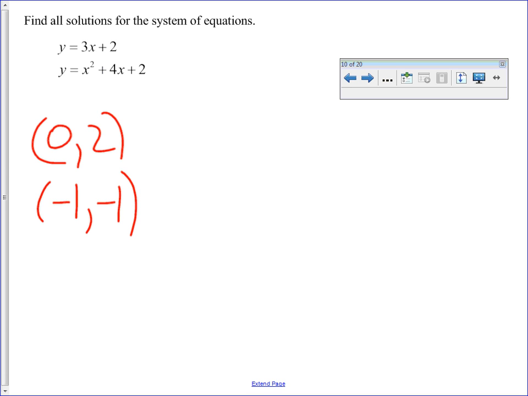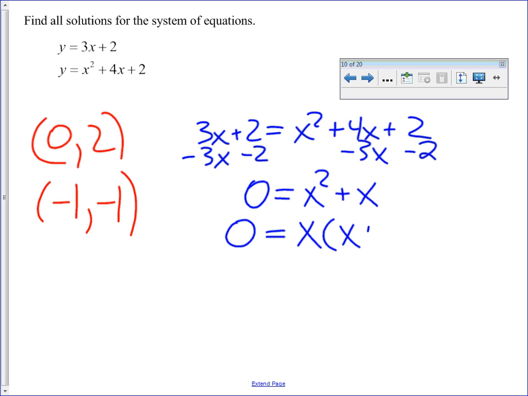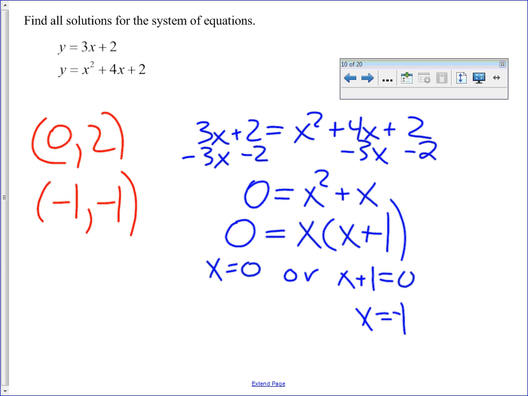If you really wanted to, you could do this algebraically. You would do 3x plus 2 equals x squared plus 4x plus 2. Subtract 3x from both sides, and subtract 2 from both sides. And we get 0 equals x squared plus x. And we can factor that as x times x plus 1. And by the zero product property, either x equals 0 or x plus 1 equals 0. And we get x equals -1 or x equals 0.